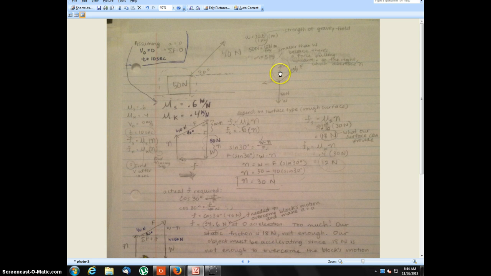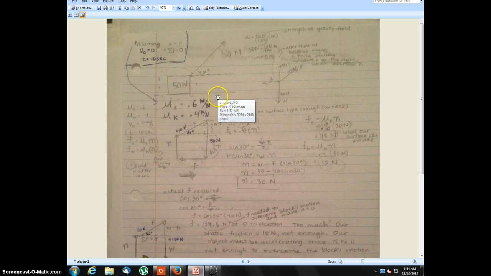We're going to have our normal force going up and our weight going down with 50 newtons, that's given. And we know that our normal force is going to be smaller than our weight because the box is being pulled by a force that's pulling slightly upward and to the right, and for some reason it's just going to decrease the normal force. And we also have friction moving in the opposite direction of our motion.